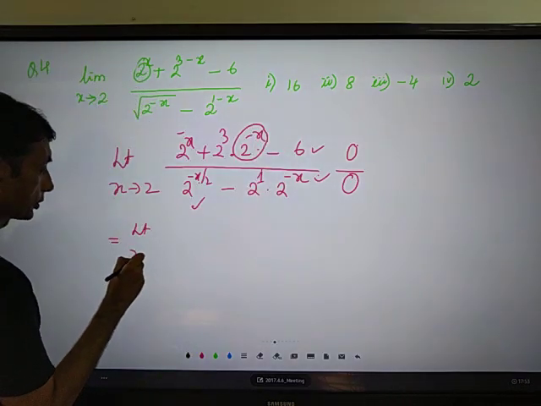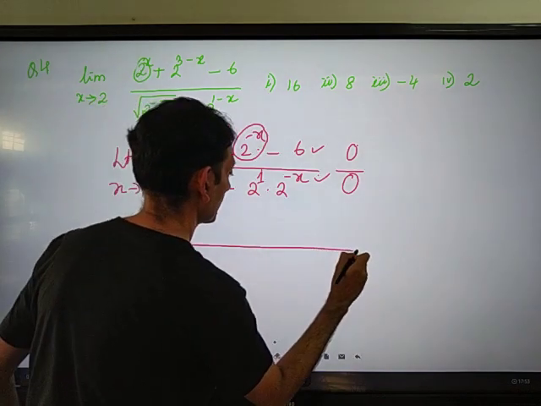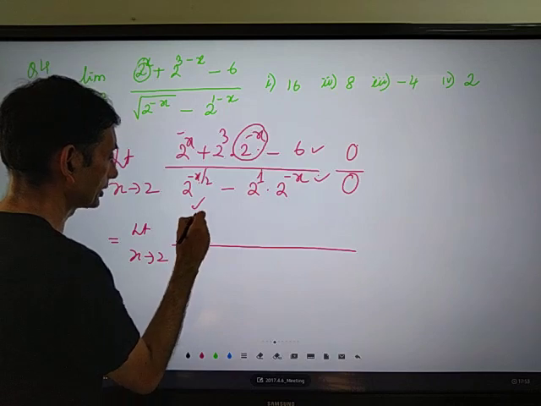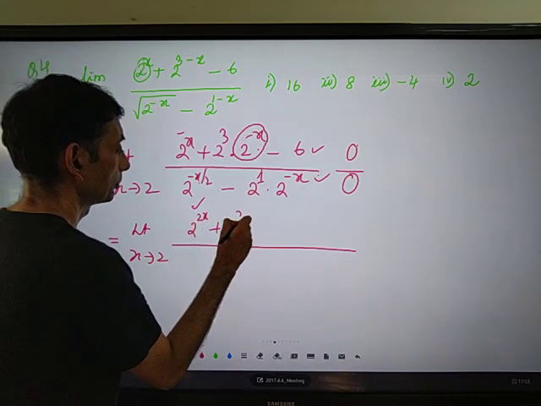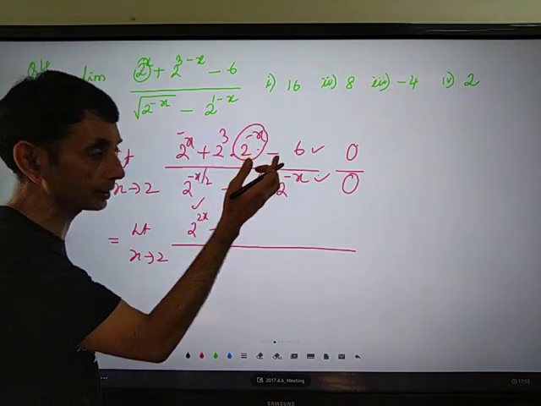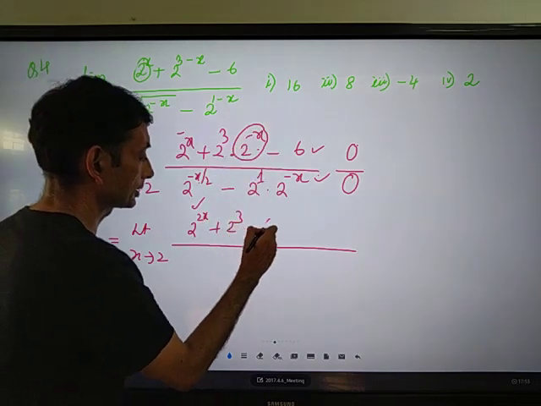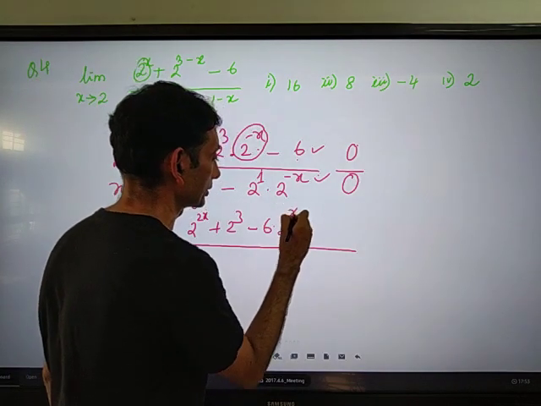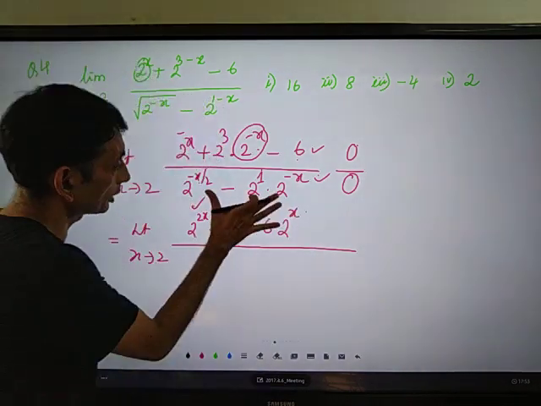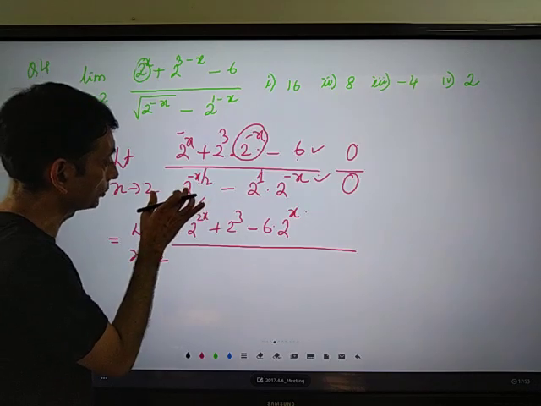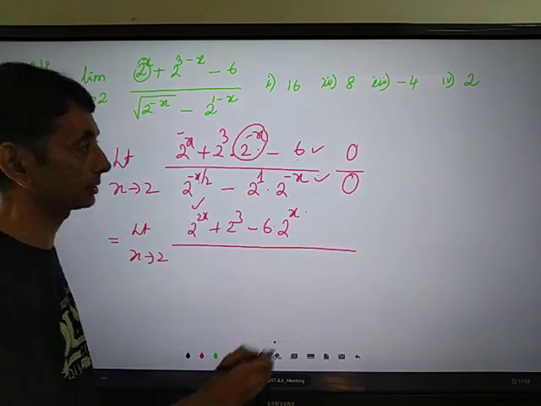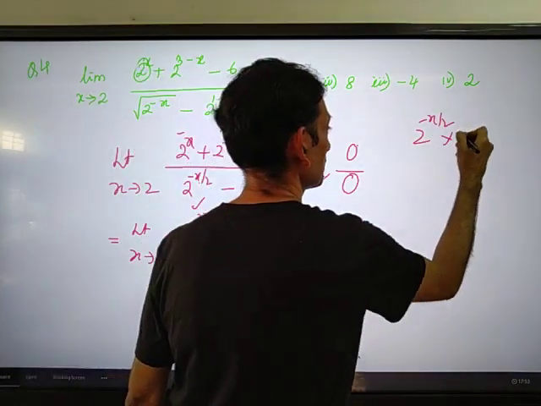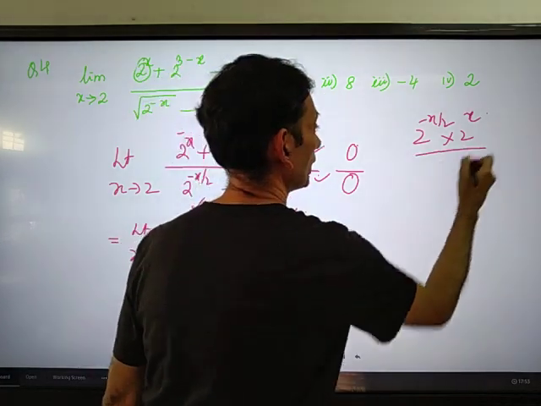Limit x tends to 2. So if we divide this one by 2 to the power minus x, this will be 2 to the power twice x plus 2, because you are dividing this expression by 2 to the power minus x, so this will get cancelled out. Minus 6, and 6 you are dividing by 2 to the power minus x, so it will be 6 into 2 to the power x. Right? Okay. Next, in the denominator also, you are dividing by 2 to the power minus x. That means if you divide 2 to the power minus x by 2 to the power minus x, it will be 2 to the power x. So if we just calculate this, right?